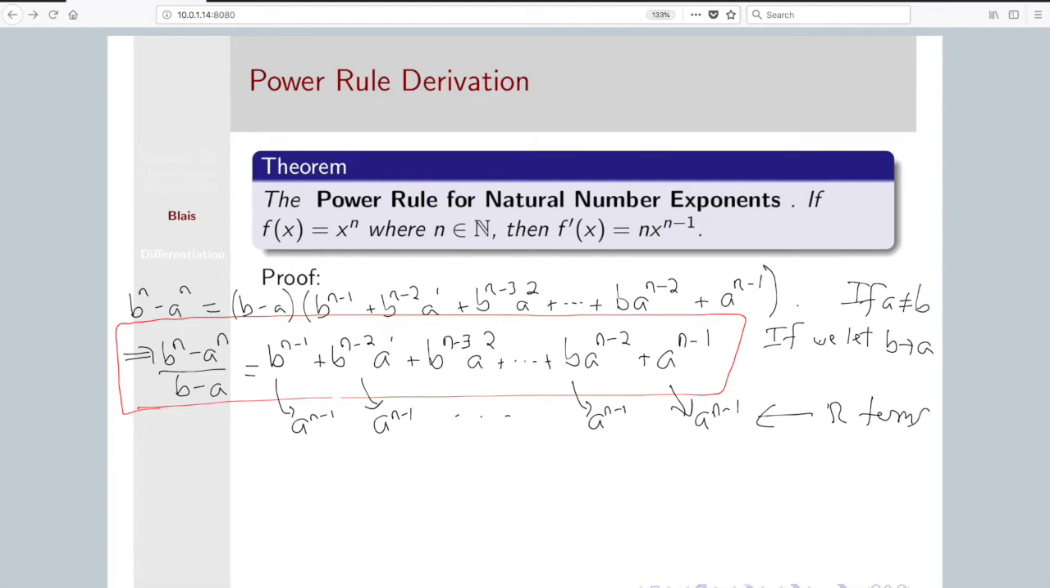This means that the limit as b approaches a of our left-hand side, b to the n minus a to the n over b minus a, is the limit of the right-hand side as b approaches a, which we see now is the sum of n copies of the same term. So it's n times a to the n minus 1.